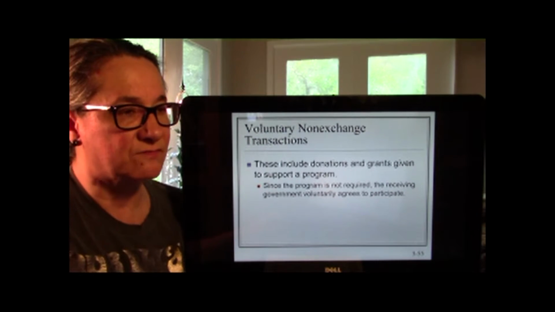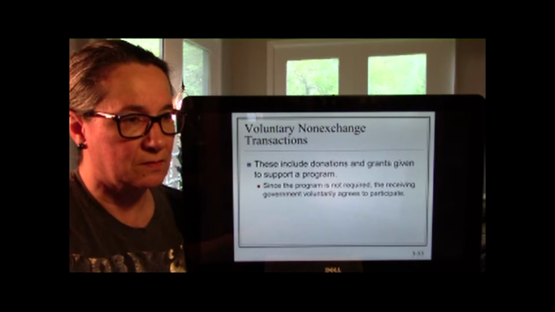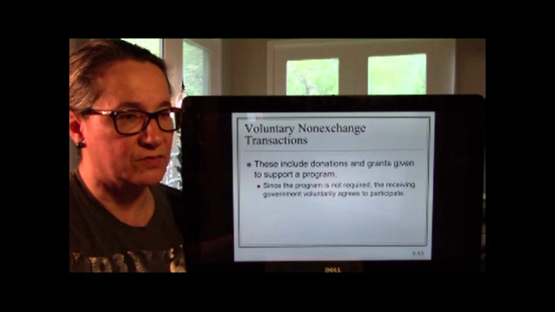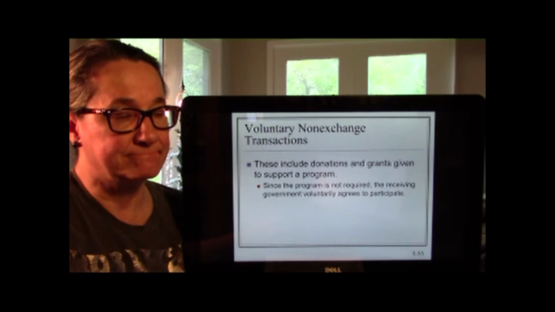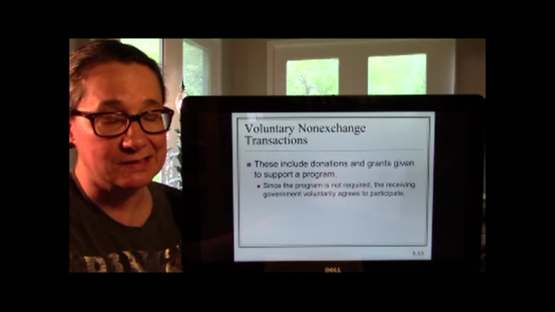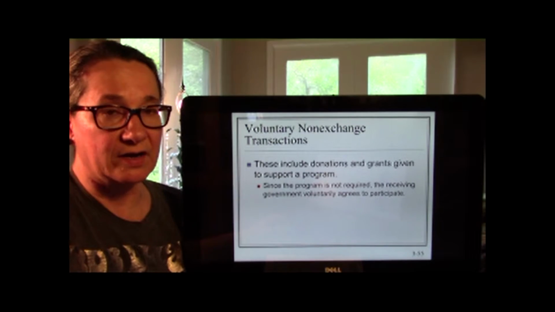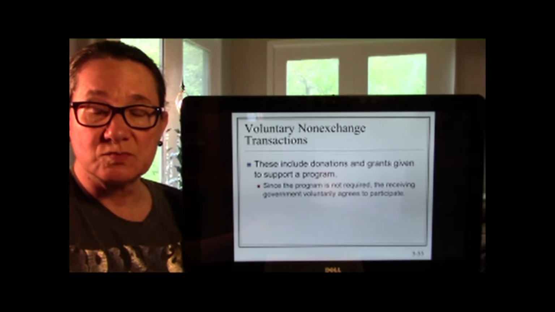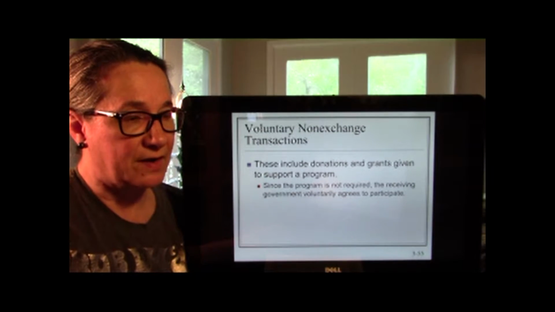And then there's voluntary non-exchange transactions. So those are donations and grants given to the government. There's something you're supposed to do, and then we voluntarily agree to participate. So we weren't mandated to mainstream the students, but we got a grant to provide school lunches. Something like that. So how do you do that?